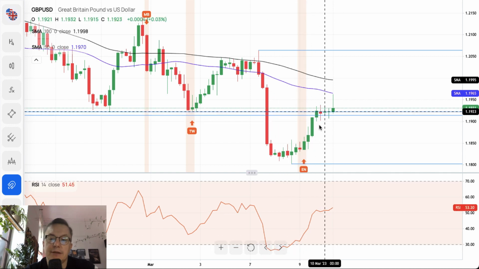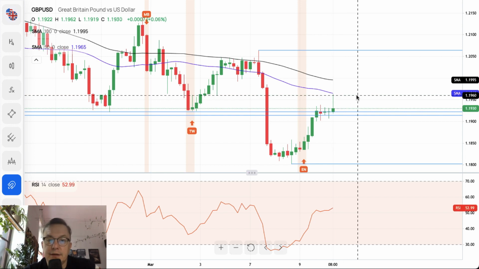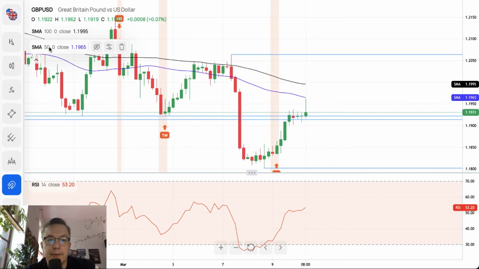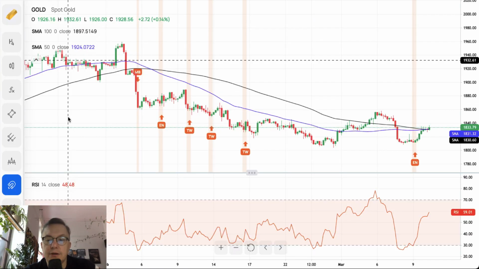Very nice bounce. The market is trying to bounce above the 50 periods moving average. Nevertheless, so far to no avail. The up move is being faded, and we will see how this market performs during the rest of the day. Gold, what is gold doing?